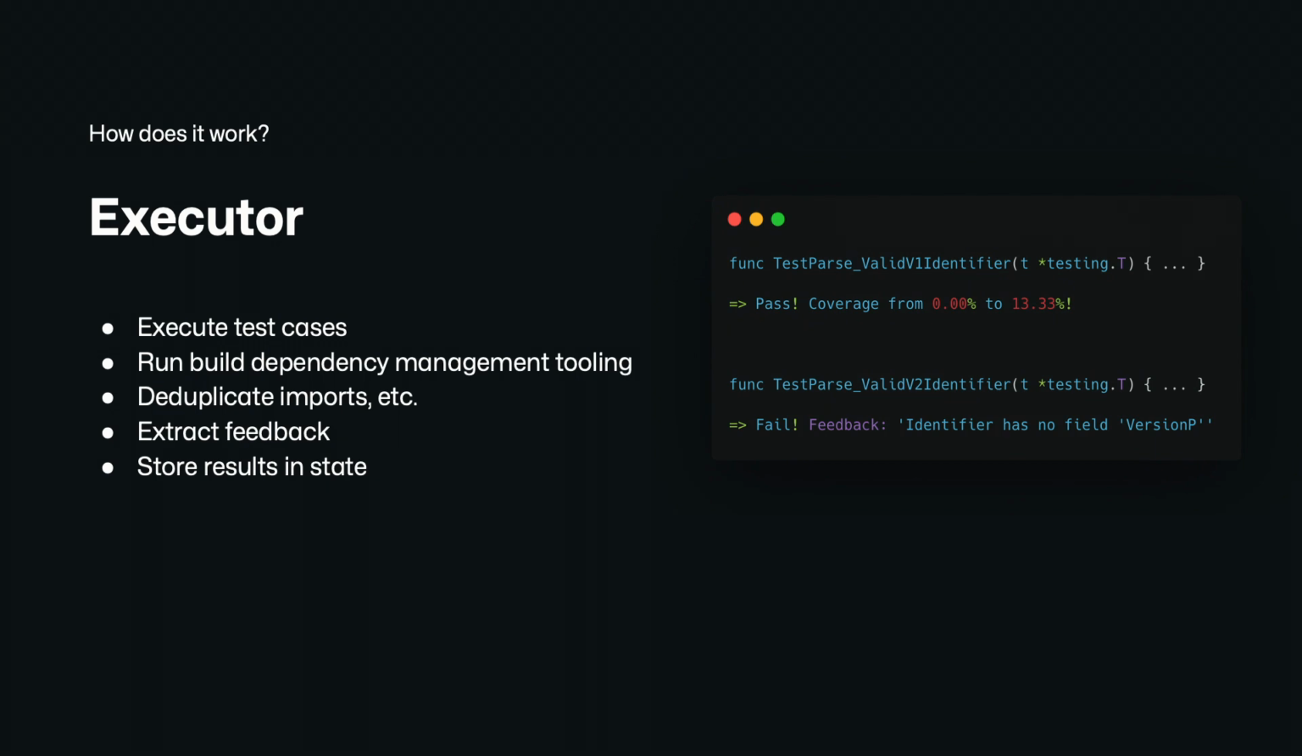And then we try them out one by one. So we do a test case by test case trial. And if you can see for our two example test cases, we had one of them that passed, and it resulted in a 13% coverage rate, which is great. That's what we want. And the second one has a field called version P, which doesn't exist in the identifier struct definition. So it failed to build. And we would take this feedback and include it in the shared memory for future agents to use.